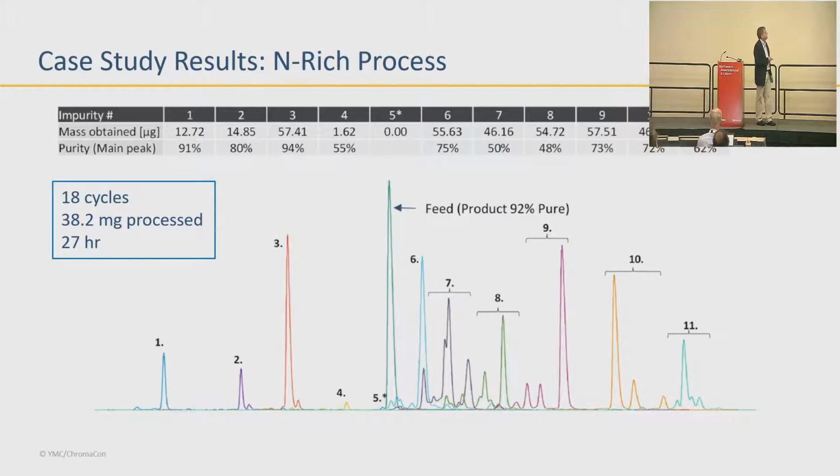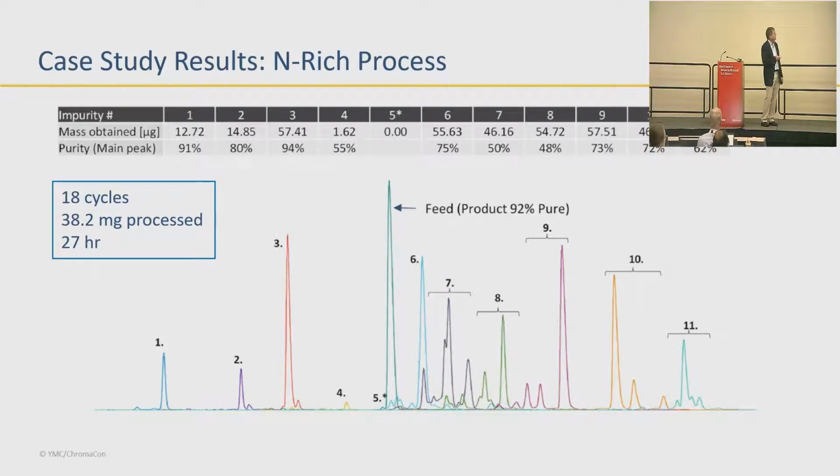And the results, they did 18 cycles. They processed 38.2 milligrams of the initial material. It took them about 27 hours to do the entire loading of that material. It probably could have been faster on a bigger diameter column, maybe even a little longer to get a little better separation, but this was just the project that they chose to do.